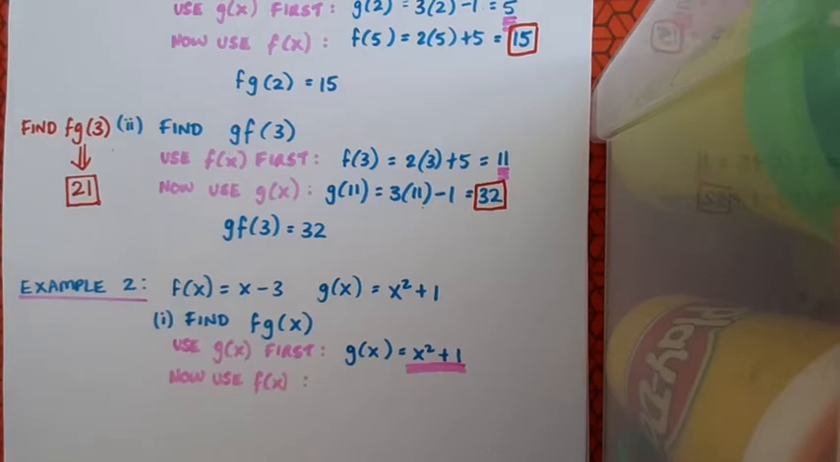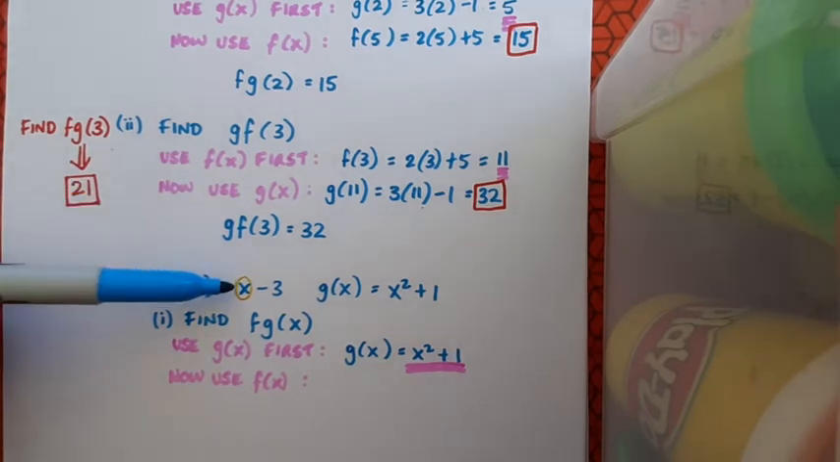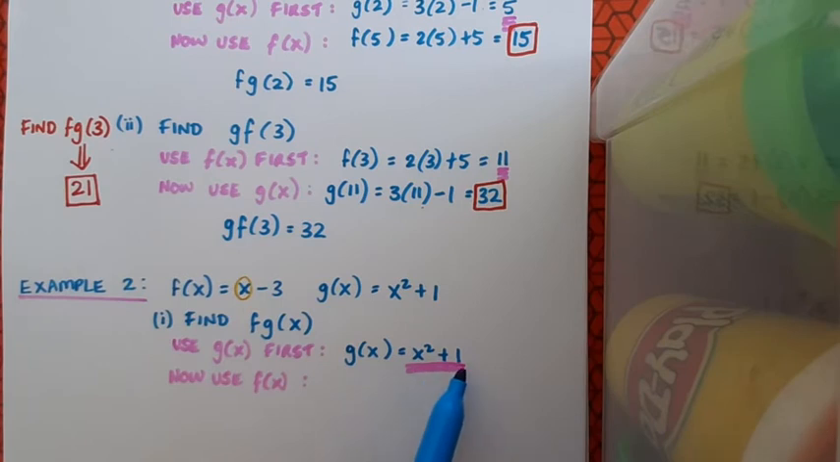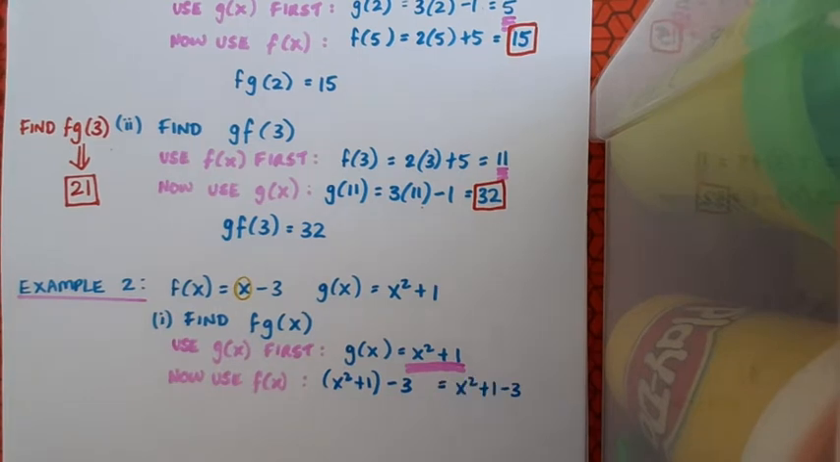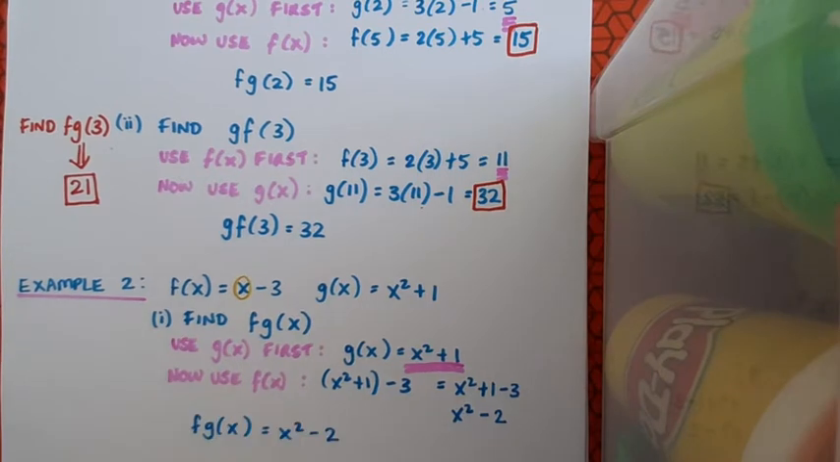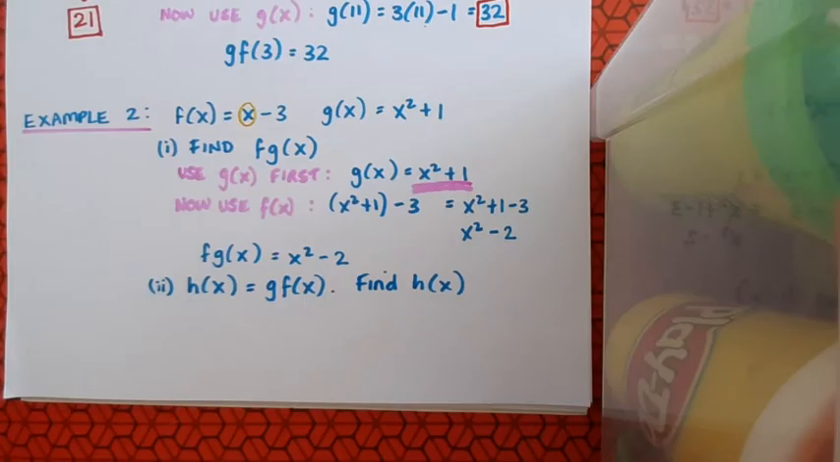Now I want to use the other function, f of x. Remember, to work out f of x, I need to replace x. What am I going to replace it with this time? Well, I'm going to replace it with x squared plus 1. And then I'm going to tidy up my solution. So first I'll drop my brackets, and then I'll tidy it to x squared minus 2. So I can say that f after g of x is x squared minus 2.